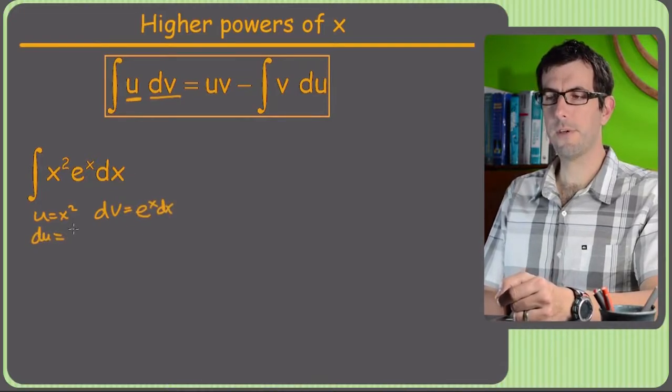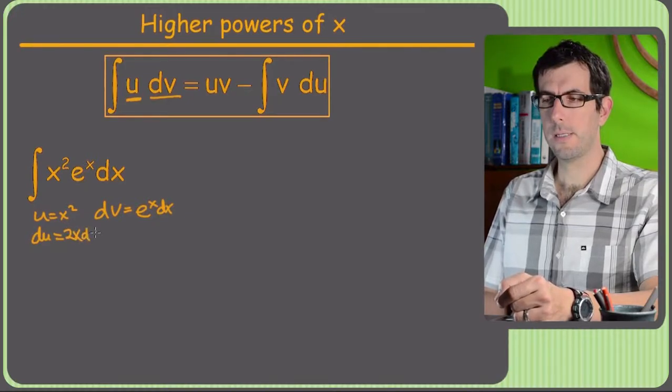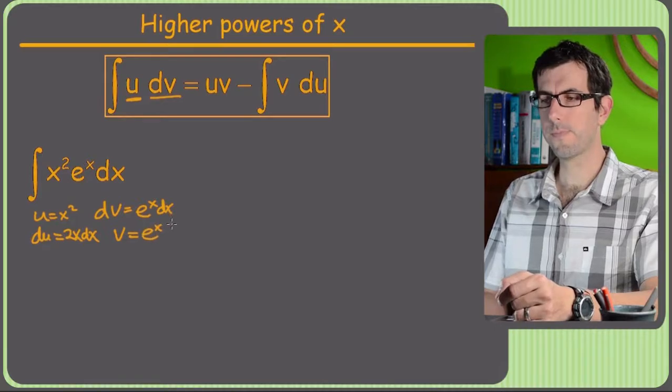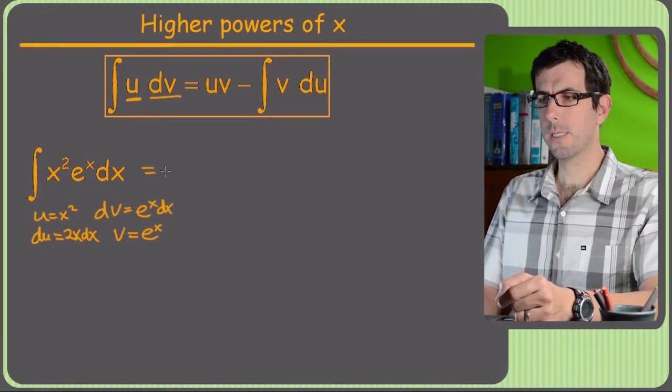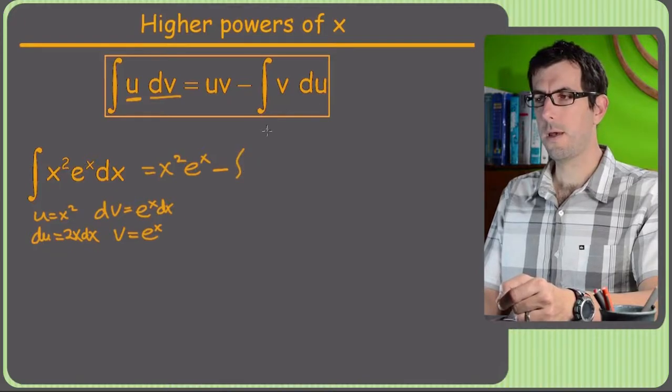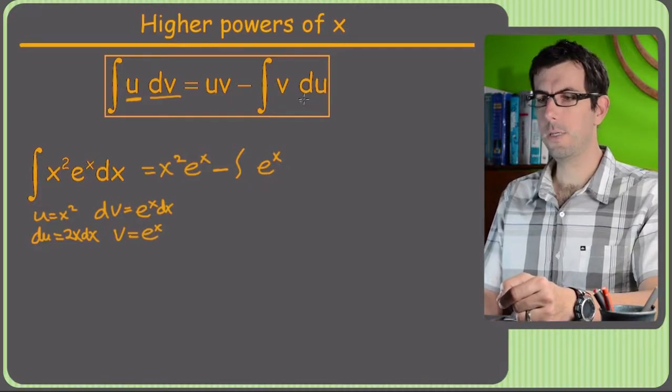All right, so the derivative of x squared is 2x dx, and the integral of dv is just v, which is e to the x. All right, so now I've got my four things, so I can plug and chug. So I've got uv, so that's x squared times e to the x, minus the integral of v, e to the x, times du, 2x.